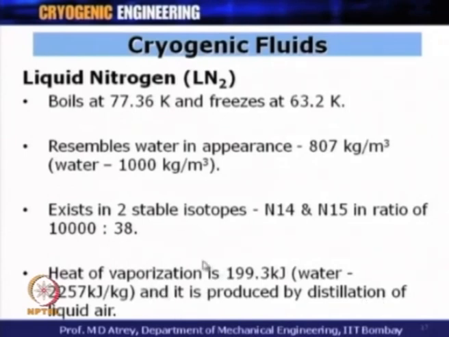How do I get liquid nitrogen? It is produced by distillation of liquid air. The biggest source of nitrogen is, as you know, air. Air we can assume to be composed of nitrogen and oxygen, and if I liquefy air, then I can separate liquid nitrogen and liquid oxygen. From there I get nitrogen as a gas, oxygen as a gas. So, one has to do fractional distillation of liquid air in order to get liquid nitrogen.